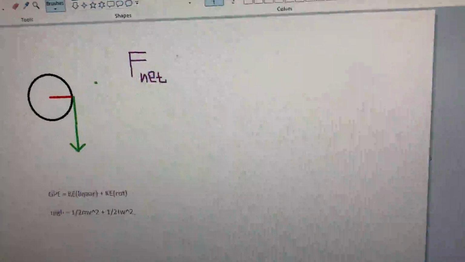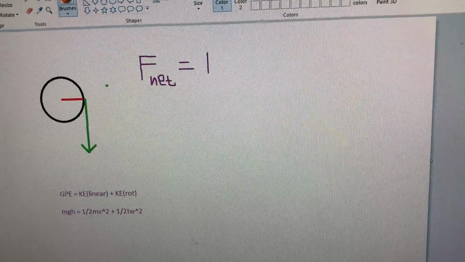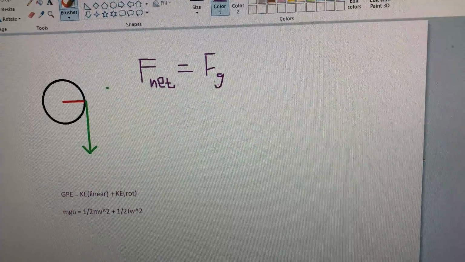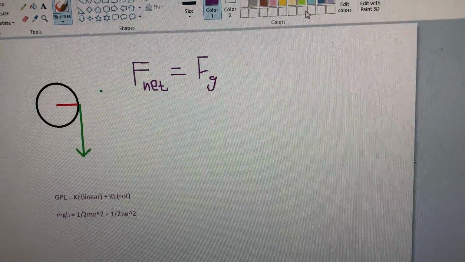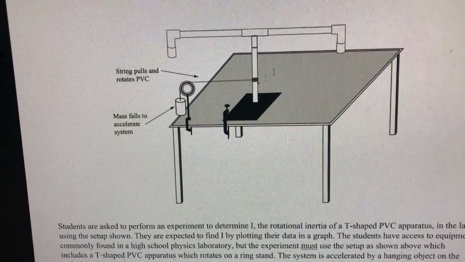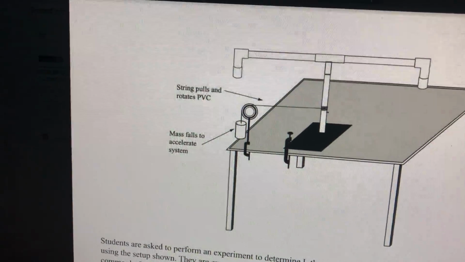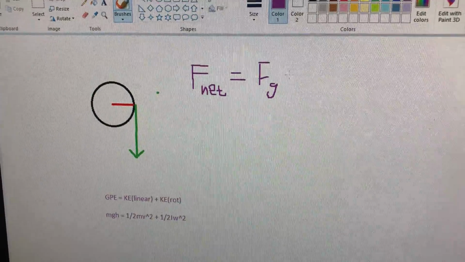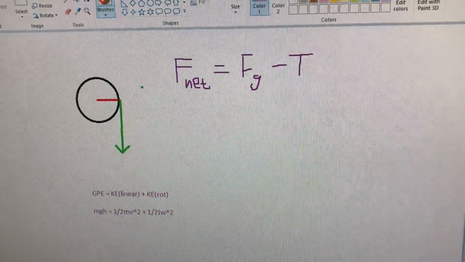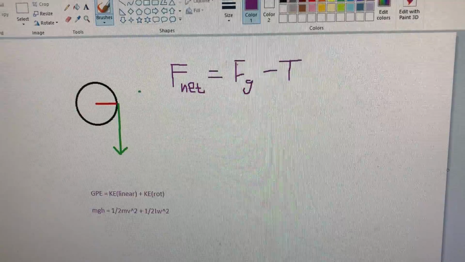Okay, so net force is going to equal the force of gravity, which is pulling in, I guess we could call it the positive direction, downwards, which translates to pulling to cause this to rotate, pulling on the string, unwinding the string, causing it to rotate. So that's positive force, and then we're going to subtract off the force of tension.